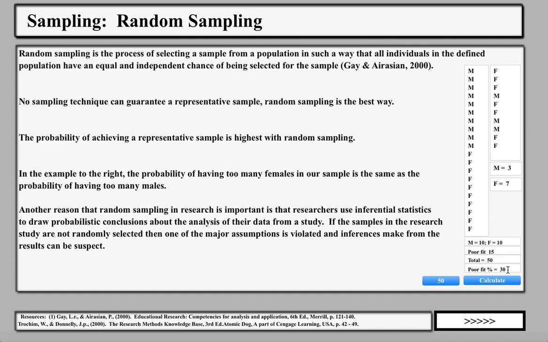So basically what that's saying is if you use random sampling, you're guaranteed at least 70% of the time to have a really, really good fit. And that seems to be the best that we can do. So random sampling is the way to go, if possible. In most instances, it's not.